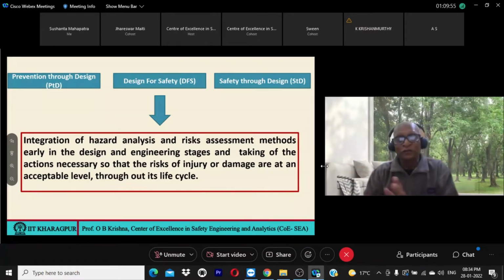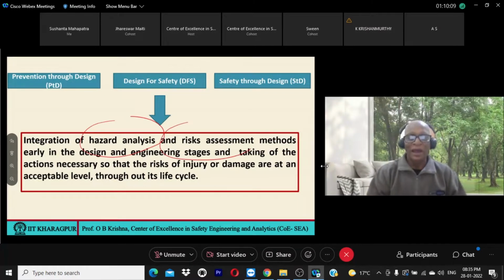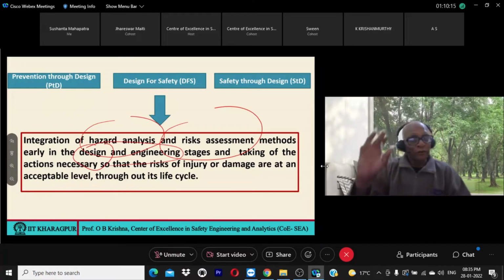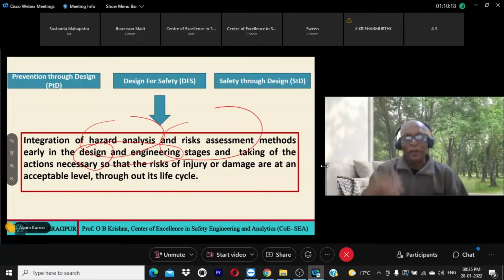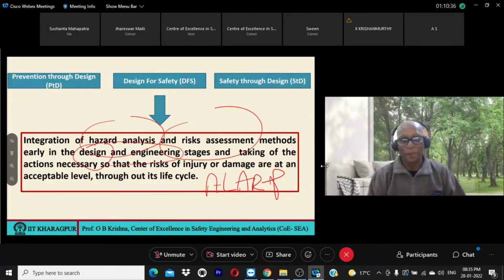So prevention through design, or design for safety, or safety through design, or designing out the hazards, or designing in safety, whatever you call it. People call it in different words. This is nothing but integration of hazard analysis and risk assessment methods early in the design and engineering. Very early in the design and engineering, you should understand what hazards are going to come, what risk is going to come, and put it in the design stage and take necessary actions so that the risk is always at as low as reasonably practicable.